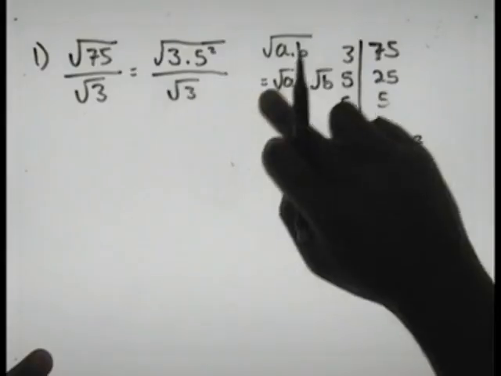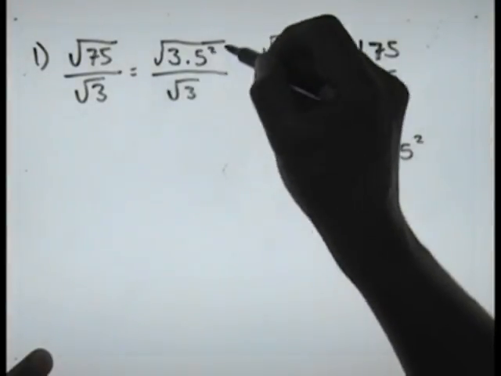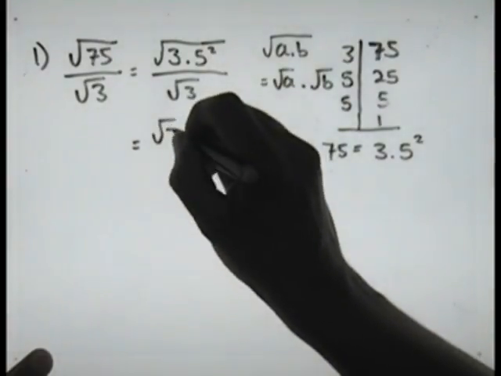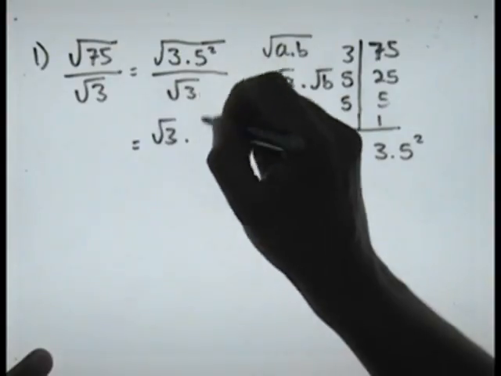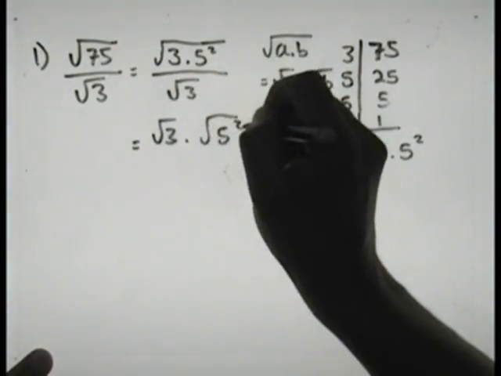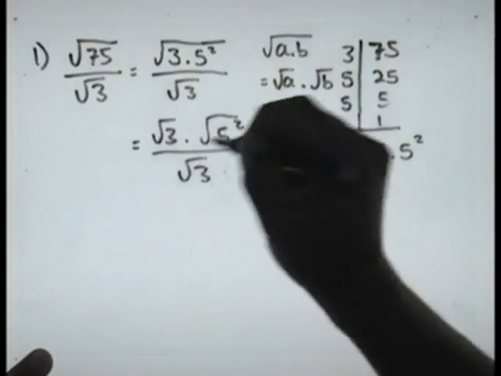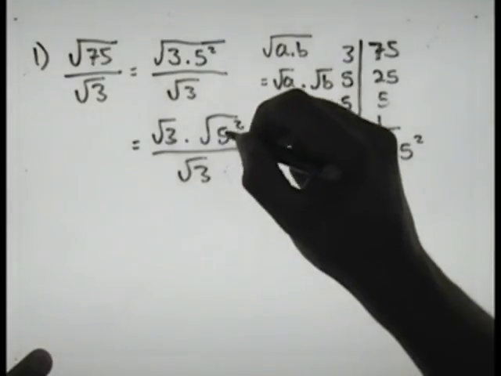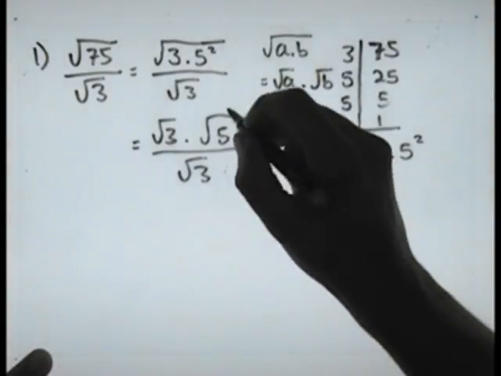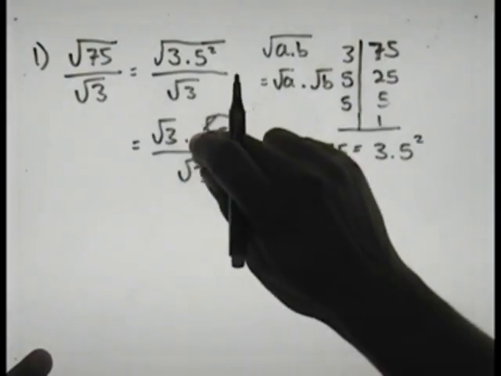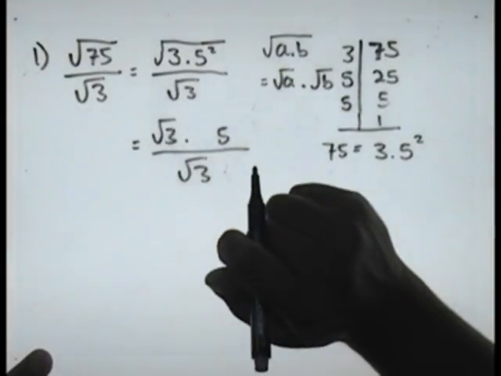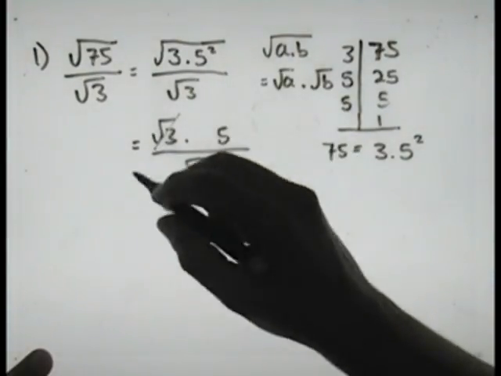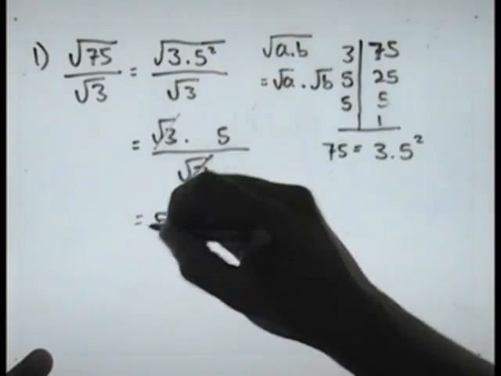So we've got square root 3 times square root of 5 squared, divided by square root of 3. Square root of 5 squared, doesn't the squared and the square root cancel out with each other? And square root 3 at the top and at the bottom cancels out. That leaves us with an answer of 5.